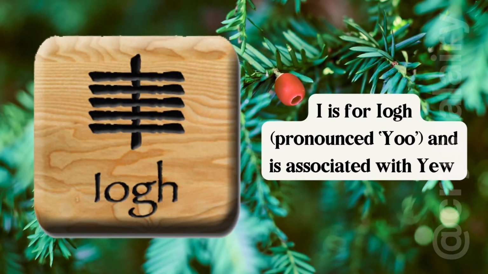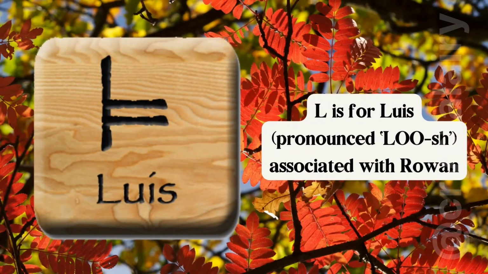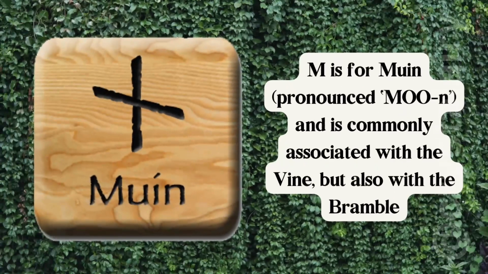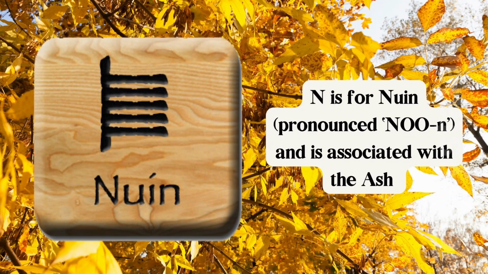The letter I is associated with yew shrubs and strength. The letter L is associated with rowan trees and grounding. The letter M is associated with the vine plant and determination. The letter N is associated with the ash trees and transition.